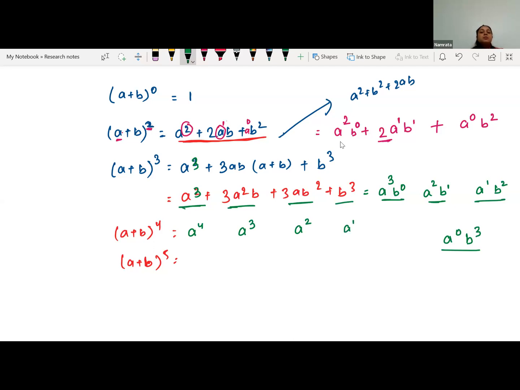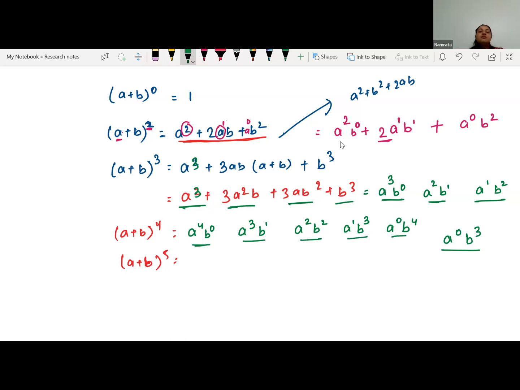Then I'll be having A to the power 1 and then A to the power 0. Similarly, B power will start from 0. So B power 0, then B power 1, then B power 2, then B power 3 and then B power 4. This is what we will be getting. But with this, we will also be having the coefficient. Like previously, the coefficient 2 in twice AB was there in the middle, after that, 3 was there in the middle. That coefficient we will be discussing in a bit. But are you understanding this pattern?